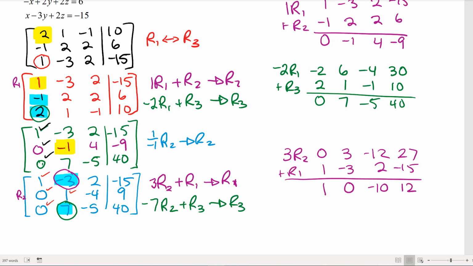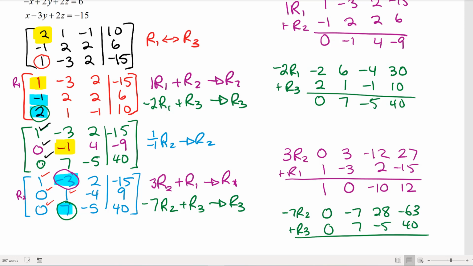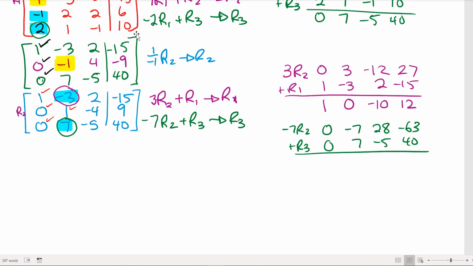In green, I'm going to take negative 7 times row 2, so that's 0. 1 times negative 7 is negative 7. Negative 4 times negative 7 is positive 28, and 9 times negative 7 is negative 63. I'm going to put row 3 right under that: 0, 7, negative 5, and 40. And then add down. 0, 0. 28 minus 5 is 23. Negative 63 plus 40 is negative 23.